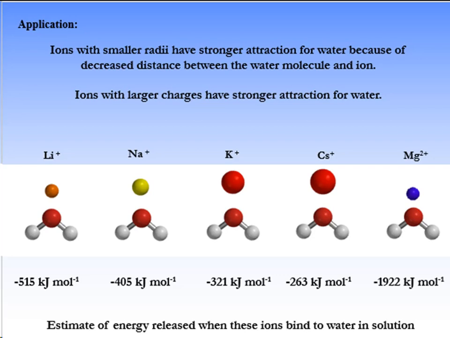And we notice that by far, magnesium has the highest hydration enthalpy of all these ions listed. Now, why might that be? It's a pretty simple answer. If you look at the charges, the magnitude of the charges on these ions, magnesium has the highest charge of all these ions.